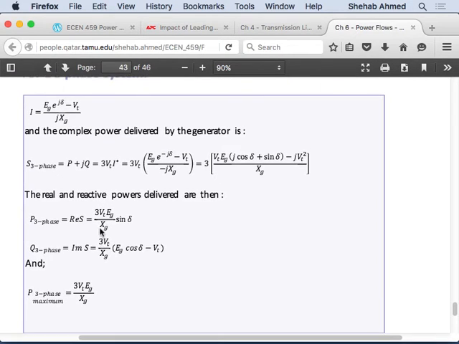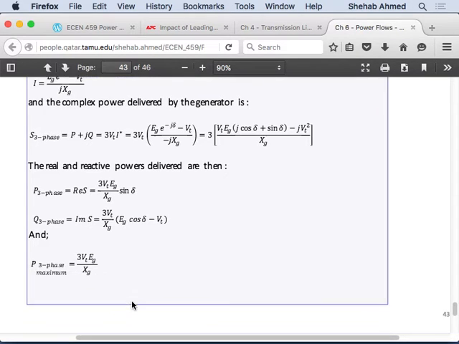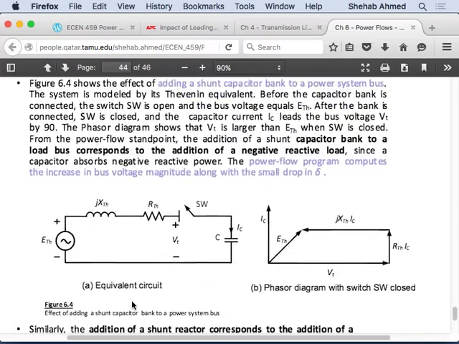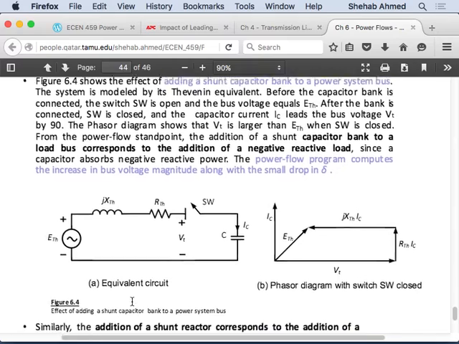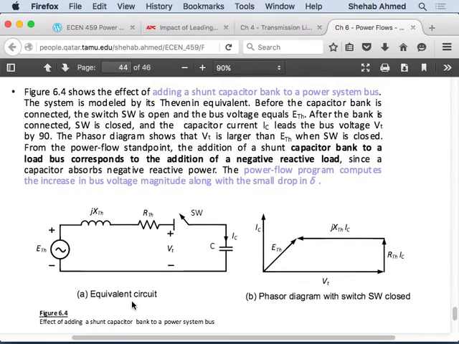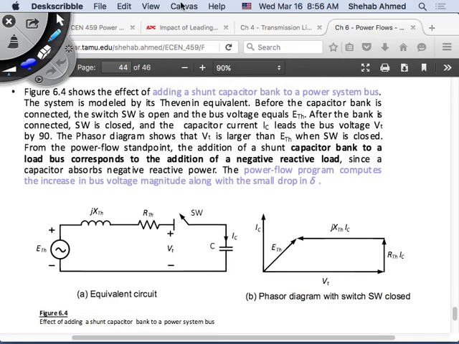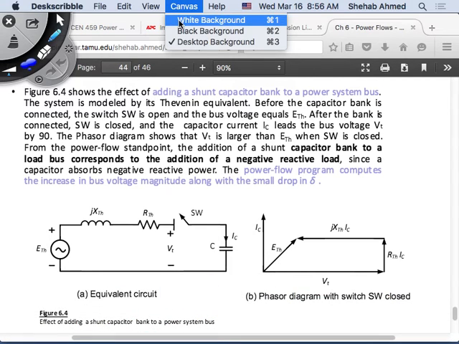And of course, we talked about delta being 90 degrees, so sine delta being 1. So this is sort of the maximum real power that can be produced by the generator. So there is a maximum limit that the generator can produce. Any questions on this? We're good? So before I go to this, let's look at the equivalent circuit. So let's look at what happens to the phasor diagram, and let's look at the generator capability limits here.